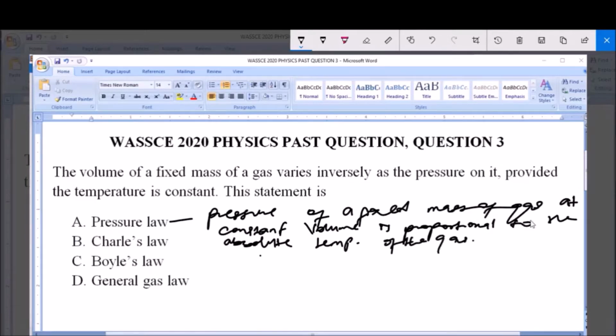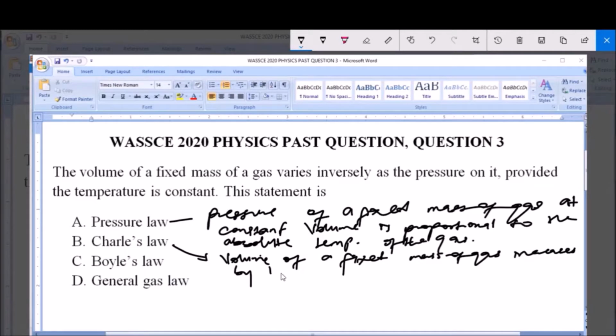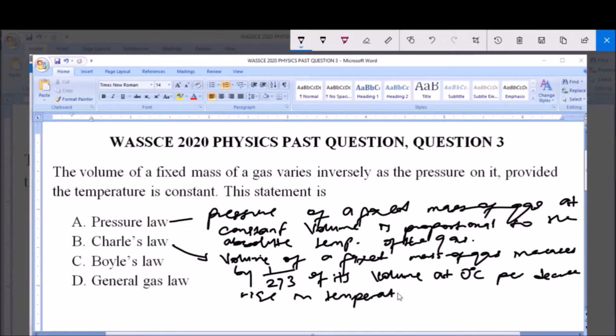Now this is what the pressure law stated by Gay-Lussac's. Now this is Charles' law. Charles' law states that the volume of a fixed mass of gas increases by 1/273 of its volume at 0°C per degree rise in temperature, provided its pressure remains constant. This is Charles' law. Now option C says what?